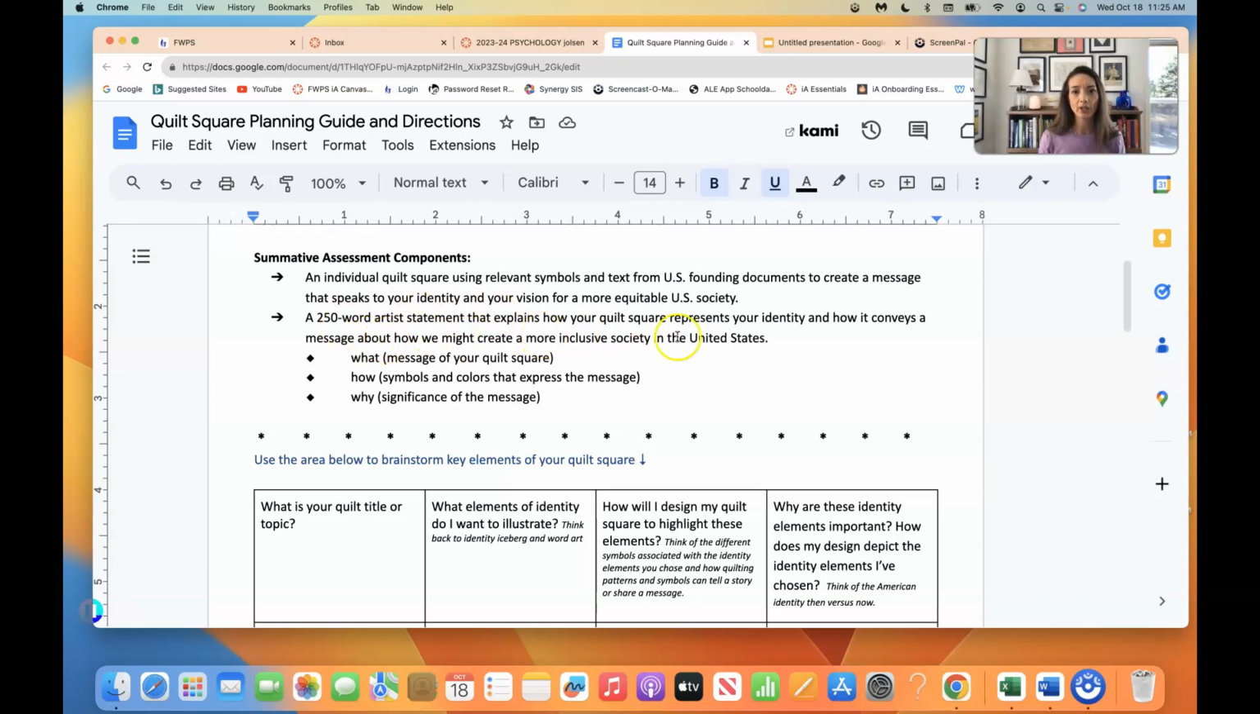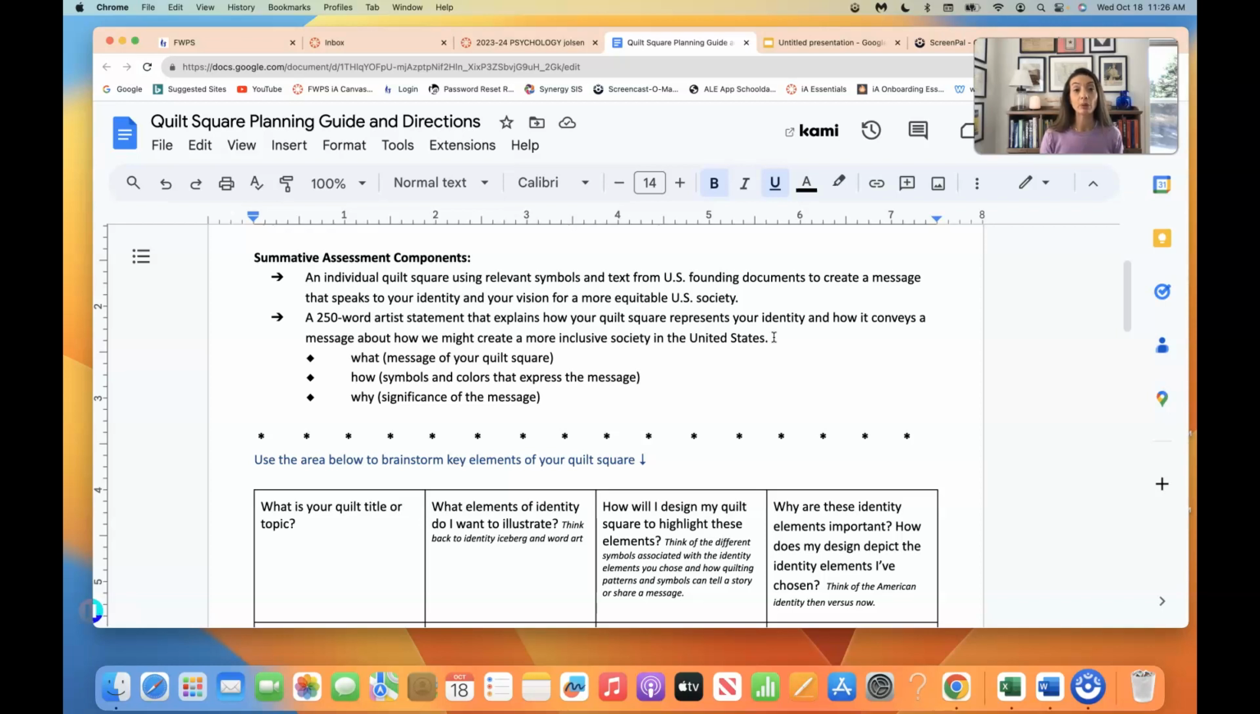What has to go into the artist statement? That is going to be 250 words. First of all, I'm not going to count 250 words. Think of it as a chunky paragraph where you are explaining the what, the how, and the why. So it says that you're going to explain your quilt square, how your quilt square represents your identity. Remember, this is your personal identity, the Troy identity, and how it conveys a message about a more inclusive society.